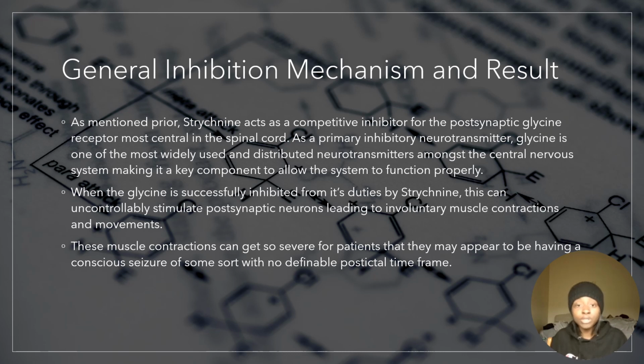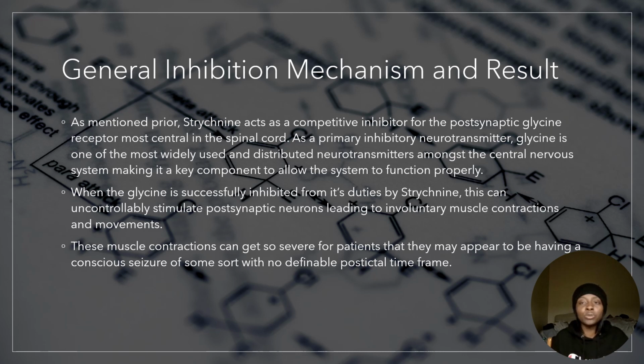The general inhibition mechanism for strychnine is, just like mentioned before, it acts as a competitive inhibitor for the postsynaptic glycine receptor, which is most central at the spinal cord. As a primary inhibitory neurotransmitter, glycine is one of the most widely distributed as well as used neurotransmitters within the entirety of the central nervous system. It's a key component to allow the system to function properly.